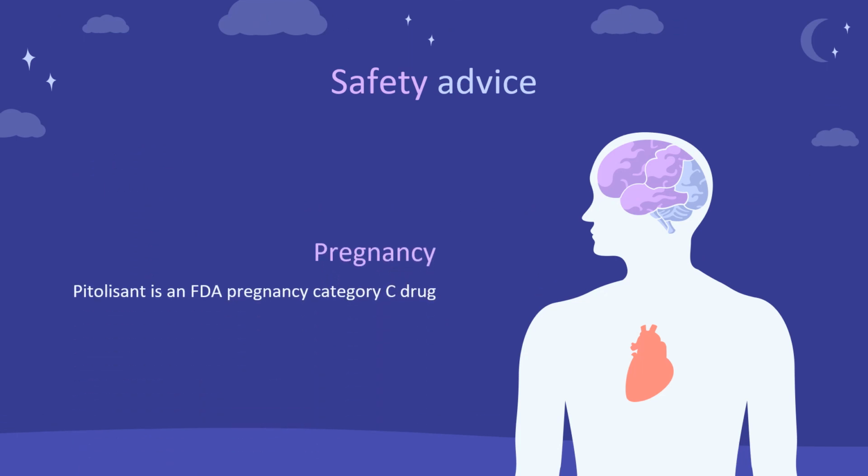Safety advice. Pitolisant subsalicylate is pregnancy category C, similar to other salicylate products. Pitolisant subsalicylate should not be used in the second and third trimesters due to risks to the mother and fetus.